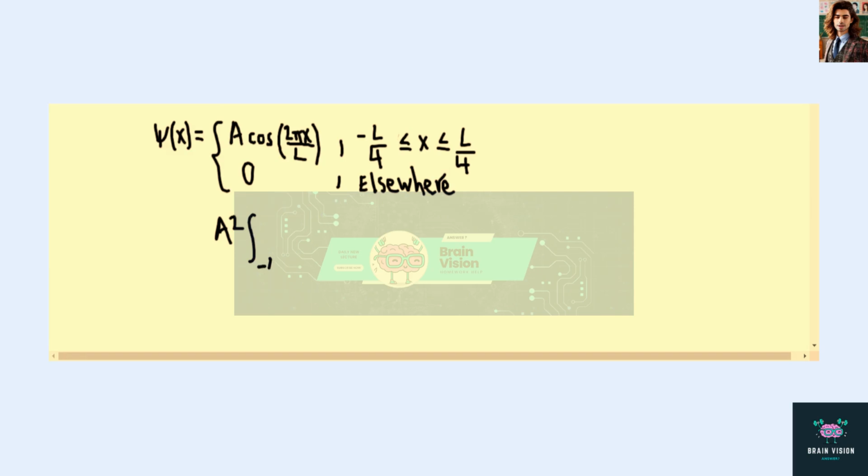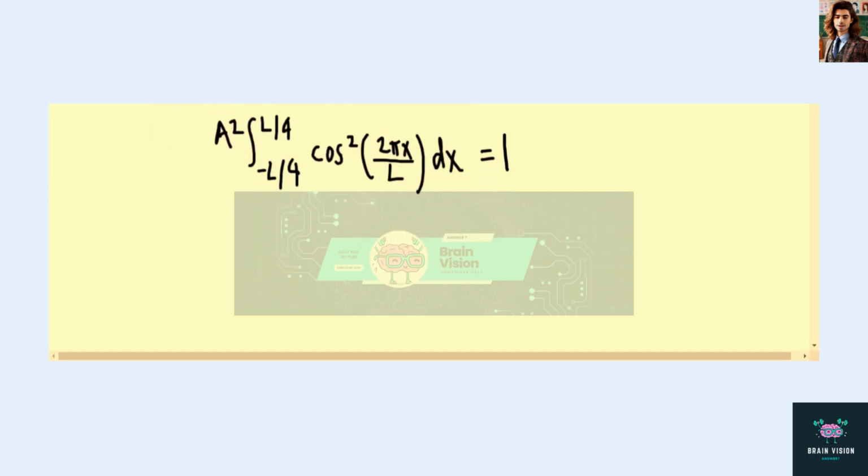We start by calculating the integral from minus L over 4 to L over 4 of A squared cosine squared of 2 pi x over L dx equal to 1, so we can get A. And we're going to scroll down a bit to make some room. So we want this integral, first of all.